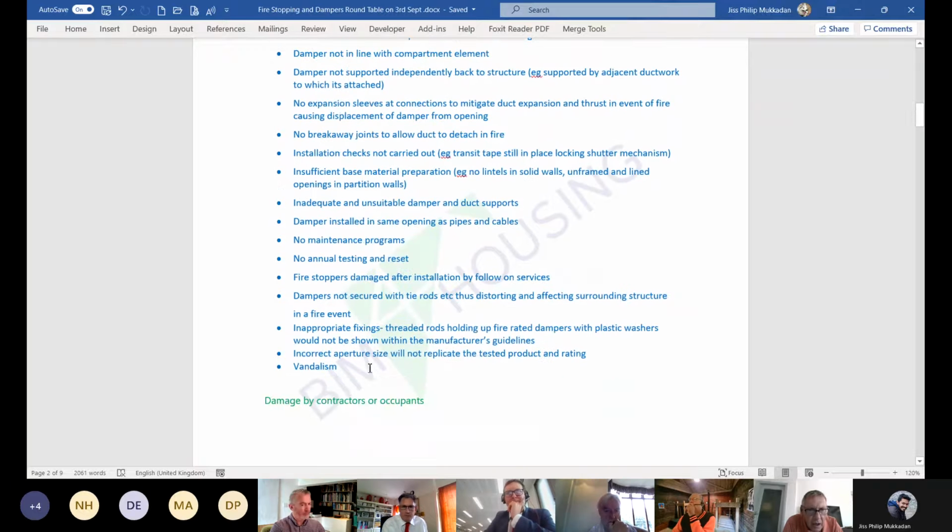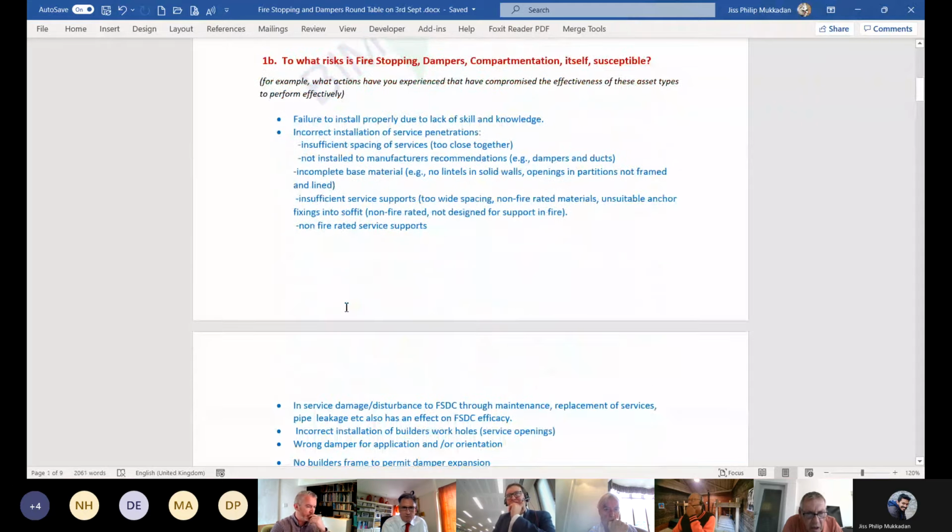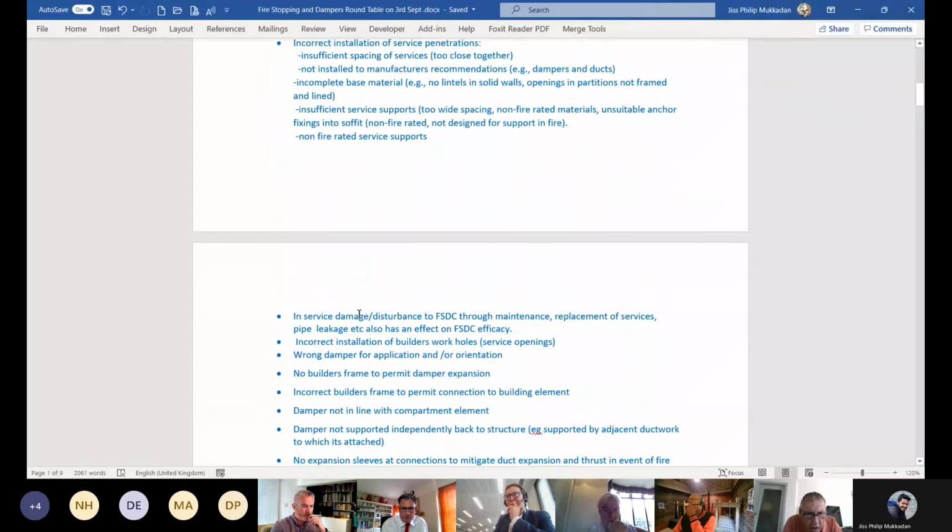In 1B, you've gone down a page, I think. Can you go back to 1B, sorry. Here we go. No, there, look. No builder's frame to permit damper expansion. That's a fairly old concept now, but basically it just needs to be installed according to their instructions, whatever you use. What you're saying is we need to delete that one. Yes, you can delete that one.